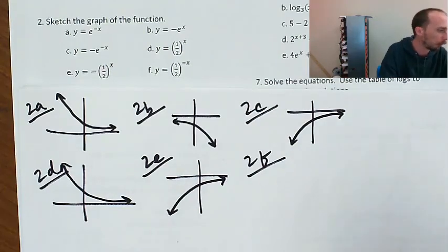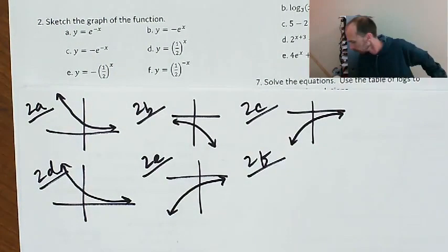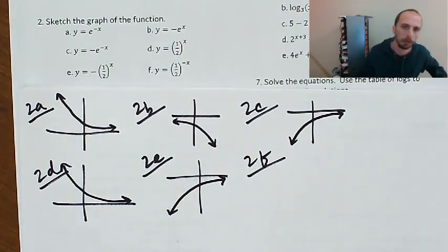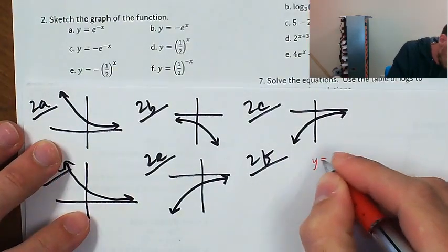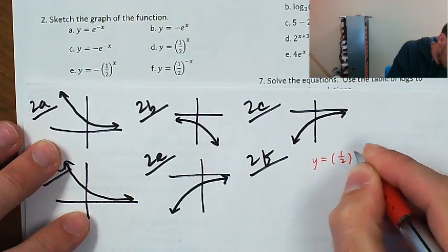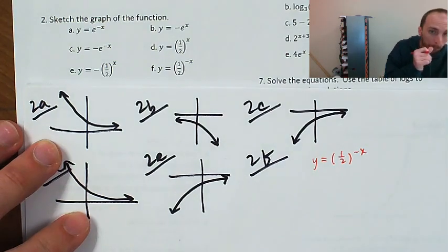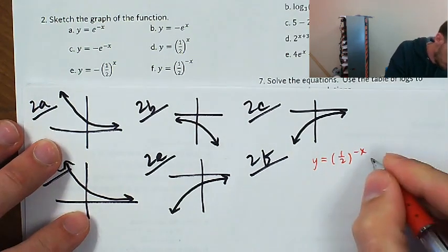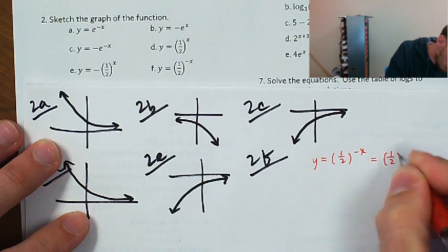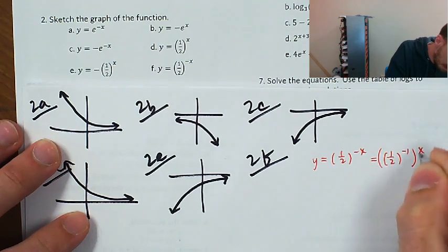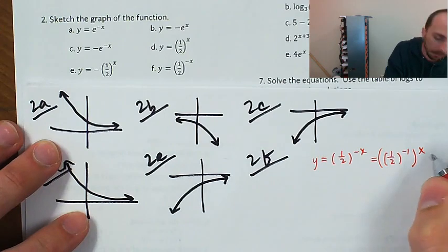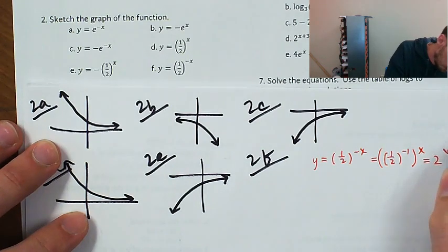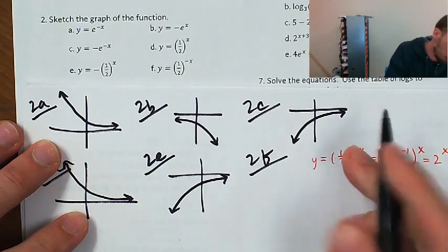Okay, that's a little tricky. I'm going to do some algebra off to the side. Maybe a different color pen. Just red. So 1/2 to the negative x. This is kind of like what I was talking about earlier. All right, this is 1/2 to the negative 1 to the x. And 1/2 to the negative 1 was just 2 over 1. This is just 2 to the x. Okay, so this is just standard exponential growth.